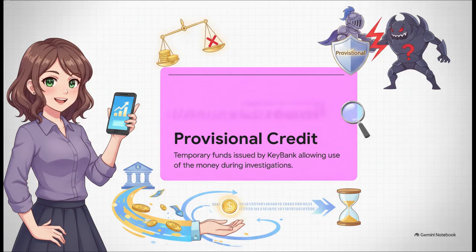But keep the word provisional in mind. If the bank ultimately determines the charge was valid, say the merchant proves you actually did receive the item, KeyBank will reverse this credit and that money will be taken right back out of your account.